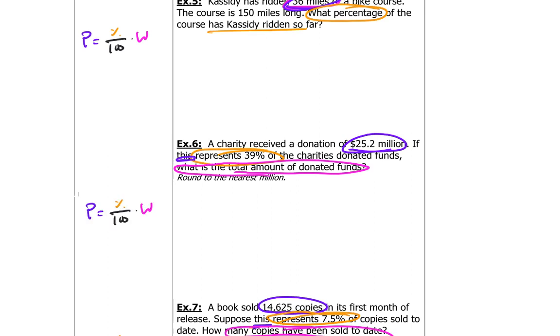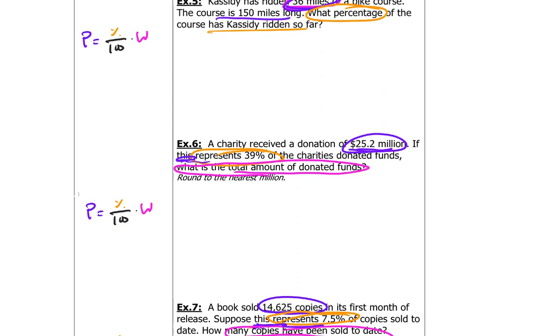Okay, so this is the part. I know it's the part because down here it says that the course is 150 miles long, and we've ridden so far 36 miles. When I look at the second one, it says the charity received a donation of $225.2 million. That this represents 39% of the charity's funds. So that means that's a part, right? And then for example number 7, it says that a book sold 114,625 copies in the first month of release. It says this represents, which means that's the part.